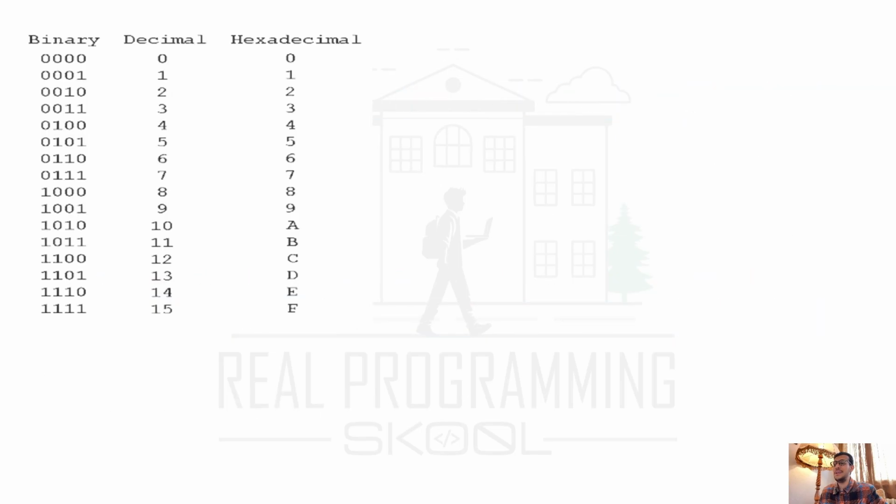This small table explains to you that the numbers from 0 to 9 in decimal are the same in hexadecimal, from 0 to 9. But number 10 in decimal is different in hexadecimal. Number 11 in decimal is different in hexadecimal. And that's how we represent the decimal and hexadecimal numbers in binary.